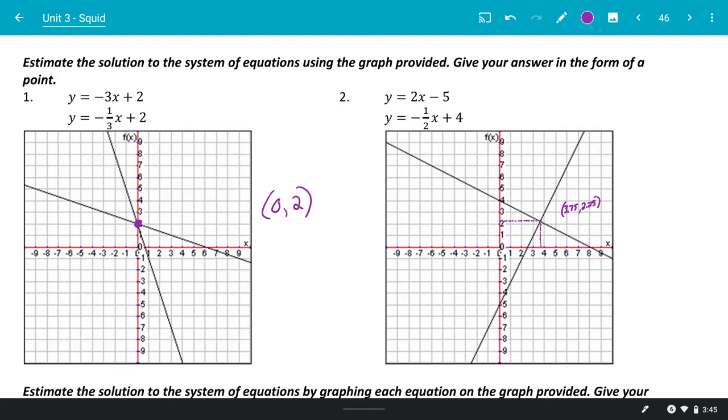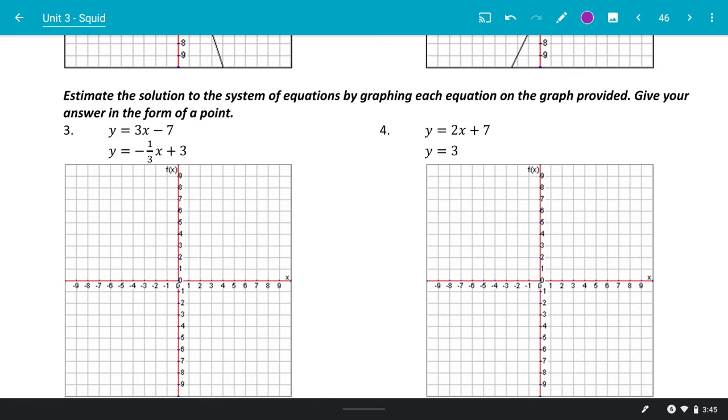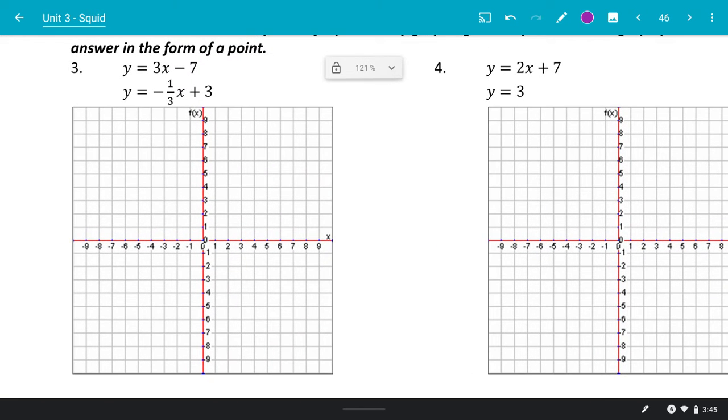Again, number 2 is why we say that graphing is the least accurate method of solving systems of equations. Numbers 3 and 4 say estimate the solution by graphing each equation on the graph provided. Give your answer in the form of a point.